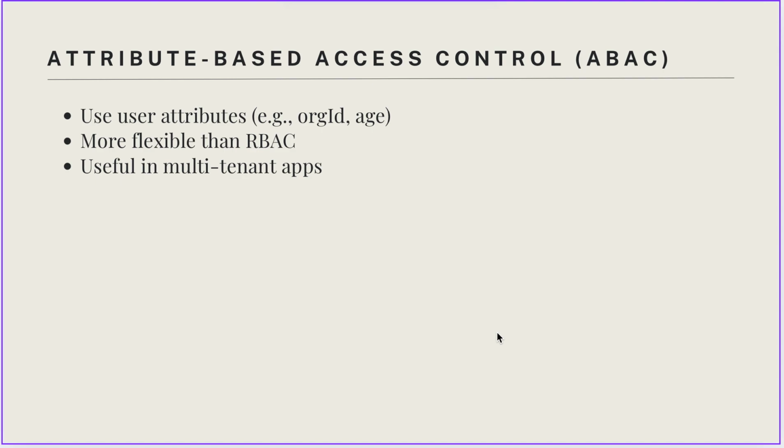User attributes instead of roles. Example, a user with org ID equal to 123 can only access data for that org. Offers more dynamic control, especially for enterprise multi-tenant apps.